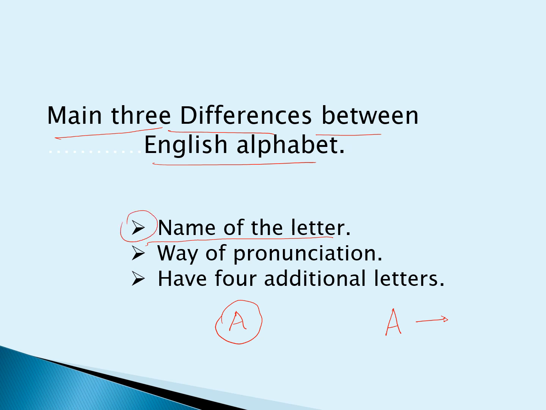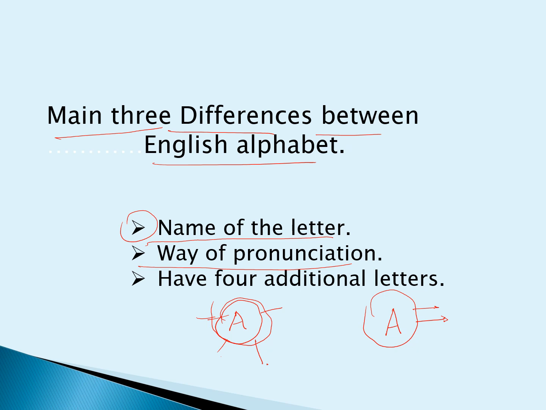The name of the letter is different, and we already learned that in English there are many sounds for letter A, for example the A sound, the O sound, like that. But in Spanish it is not like that. There is only one sound, always the A sound. So the way of pronunciation is also different.